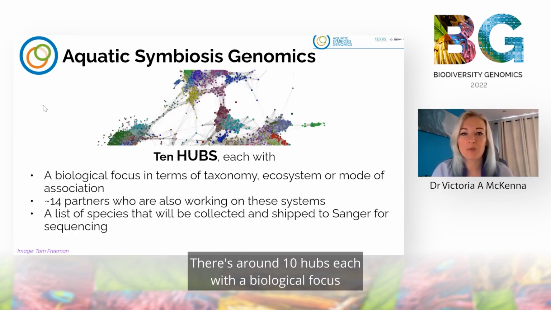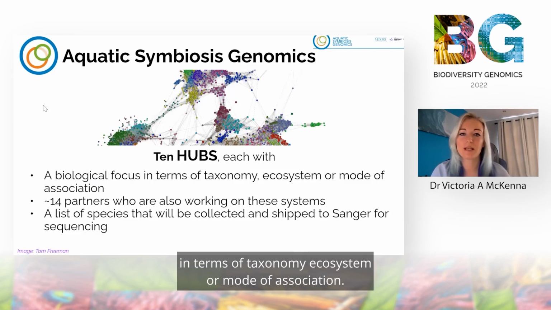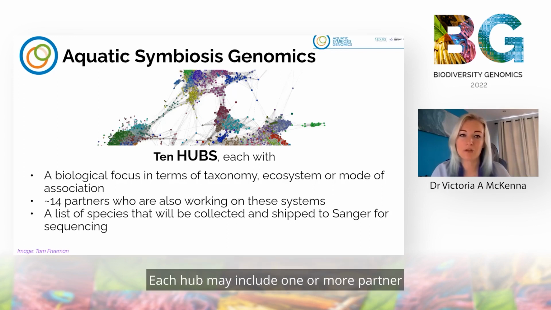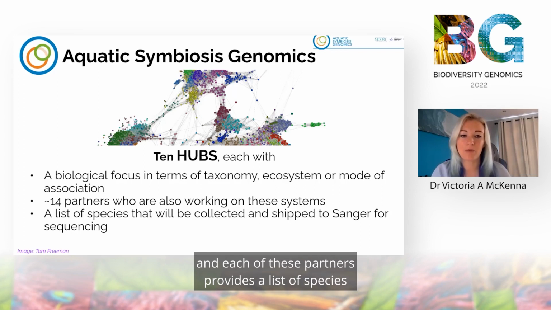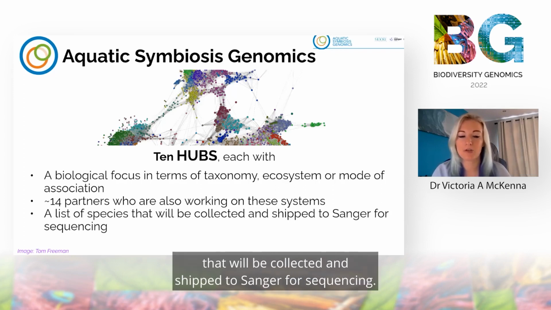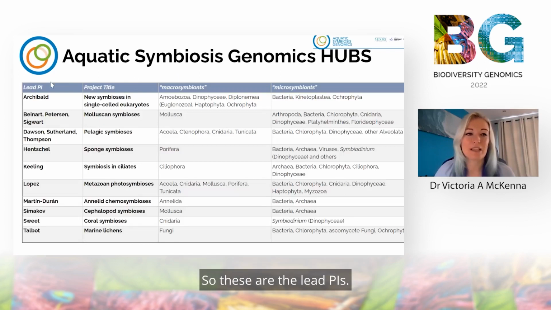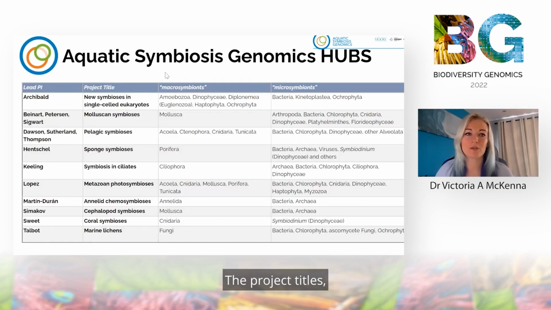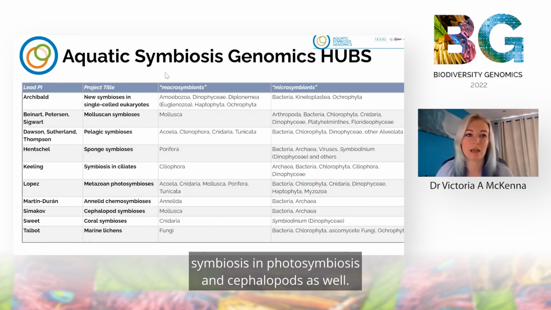There are around 10 hubs, each with a biological focus in terms of taxonomy, ecosystem, or mode of association. There are about 14 partners working on these systems, because each hub may include one or more partners. Each of these partners provides a list of species that will be collected and shipped to Sanger for sequencing. These are the lead PIs, this is the project title, and these are the macrosymbionts and microsymbionts. The project titles include everything from mollusks, sponges, and photosymbiosis to cephalopods as well.